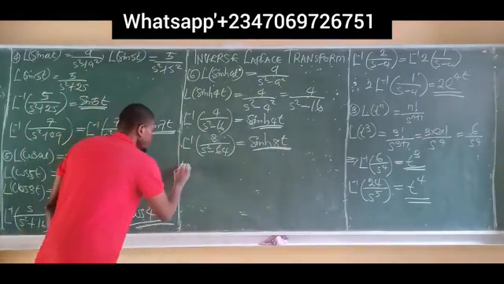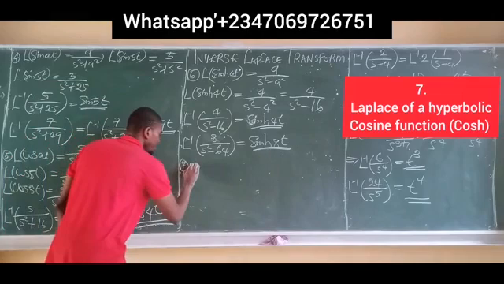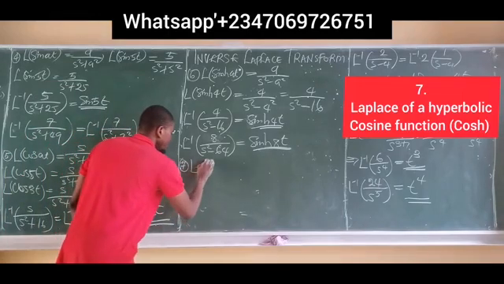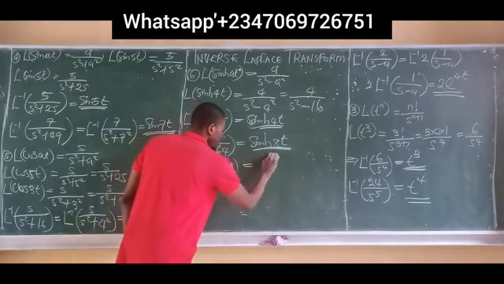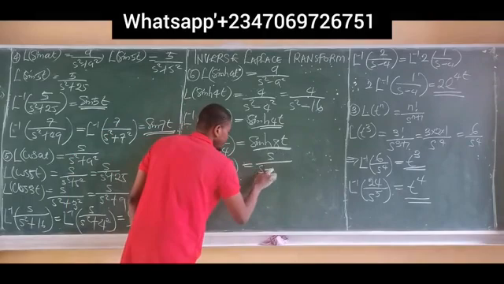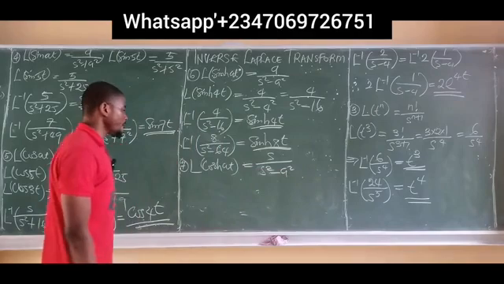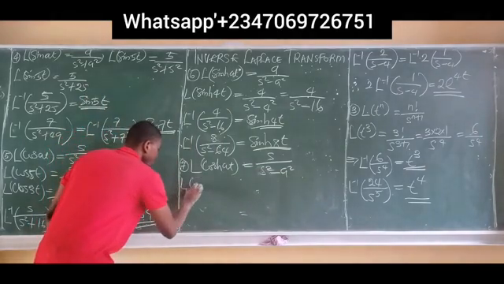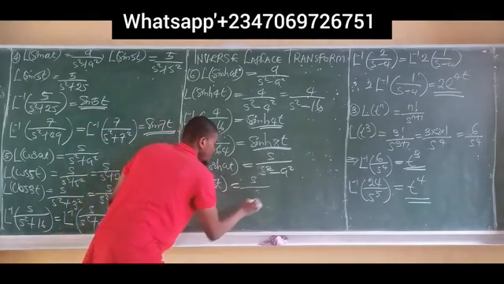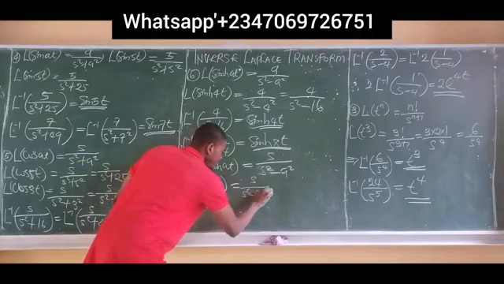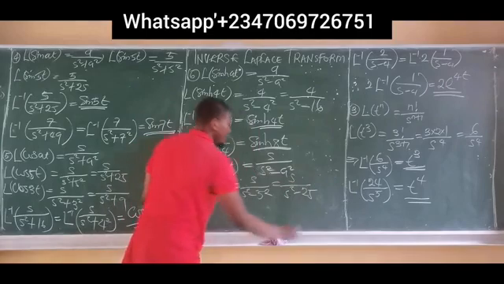Finally, the seventh standard value we talked about is the Laplace of hyperbolic cosine. If you're asked to find the Laplace of cosh at, we simply say this is s over s squared minus a squared. So if I'm asked to find the Laplace of cosh 5t, this is s over s squared minus 5 squared, and this is simply s over s squared minus 25.